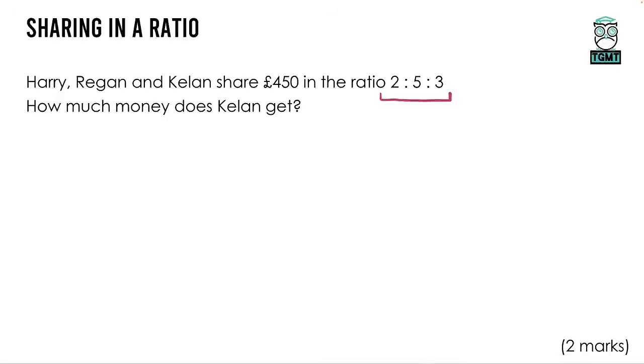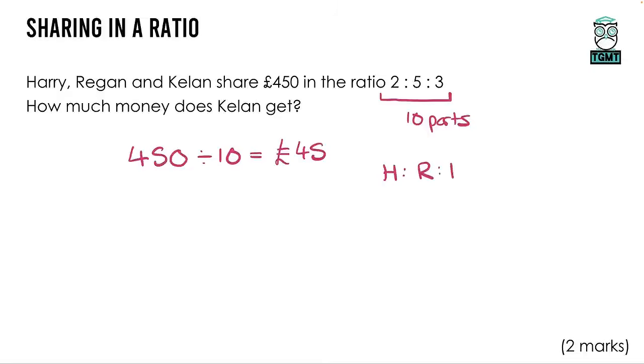If we add them together, 2 plus 5 is 7, plus 3 is 10. There are 10 parts in total. So to share this in a ratio, the first thing we want to do is to share it into 10 parts. 450 divided by 10 gives us £45. Now that is the value of one part. Now if we label Harry, Regan and Keelan and their numbers, which are 2, 5 and 3, all of these need to be multiplied by 45.